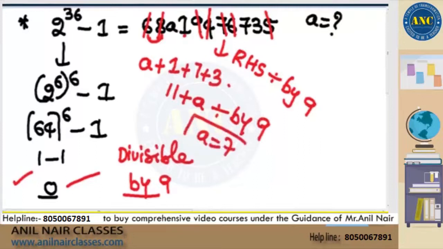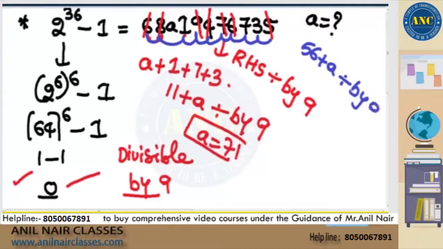If I do any spelling mistake, please take care of it. 6 plus 8, 14. 14 plus 1, 15. 15 plus 9, 24. 28, 35, 41, 48, 51, 56. 56 plus A should be divisible by 9. So answer will be A will be 7.